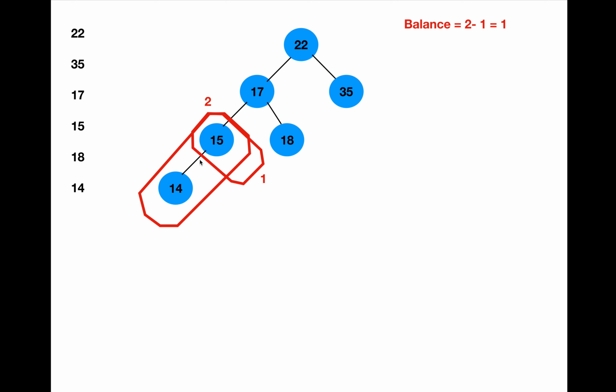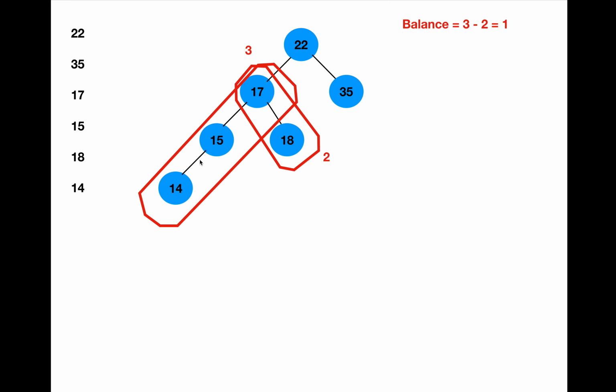Now this node, number 15, looks at both of its nodes. On the left, right, it asks what's their height. Well, on the left, I have height 2. On the right, I have a branch of height 1. So I'm balanced too. 2 minus 1 is 1.